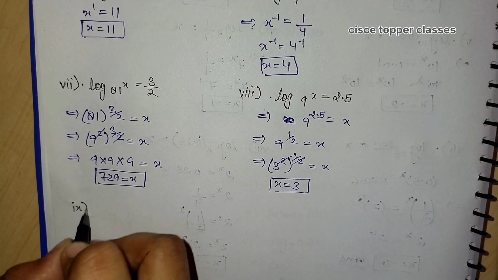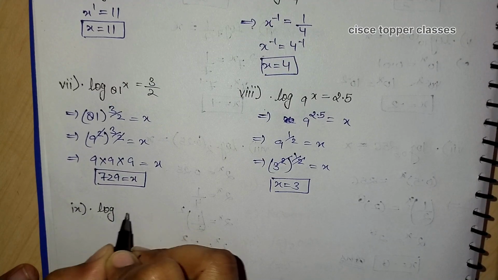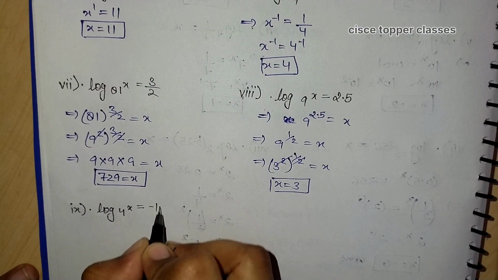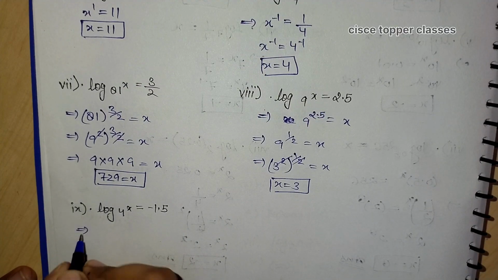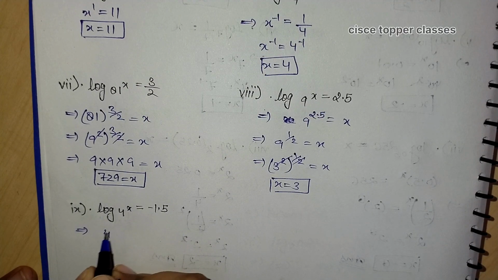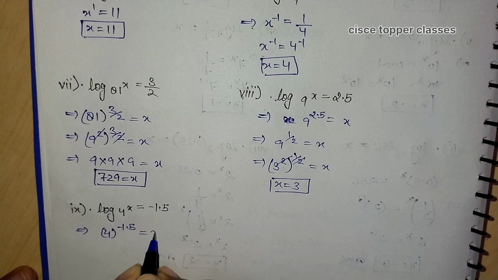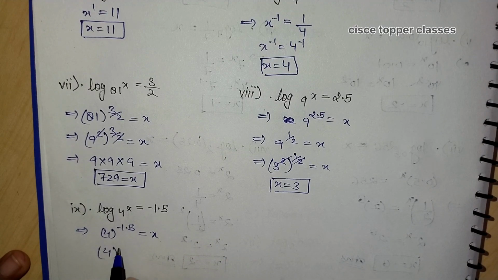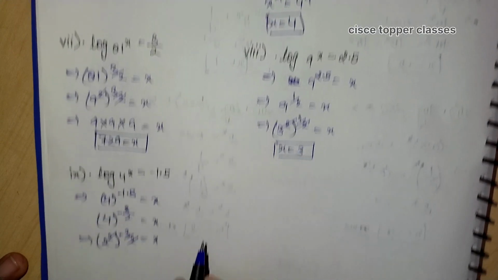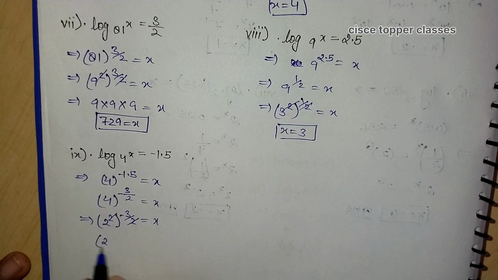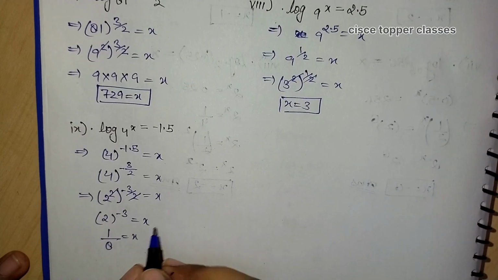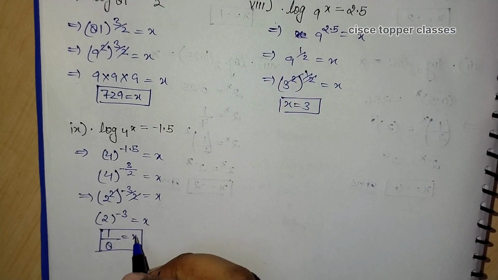Now the ninth part here is log of x with base 4 equal to minus 1.5. We can write this part as 4 to the power minus 1.5 equal to x. Again 4 to the power minus 3 by 2 equal to x. So simply we can write as 2 to the power 2 into minus 3 by 2. 2 will be cancelled out from here, and we will get 2 to the power minus 3 equal to x, and 1 by 8 equal to x. So this is the value of x in the ninth question here.